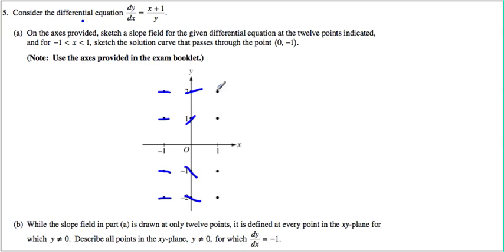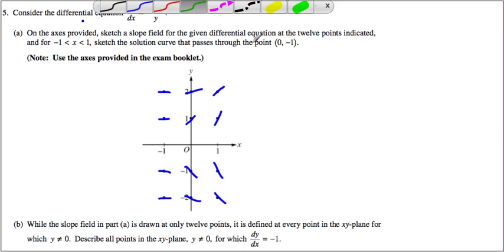And how about (1, 2)? Then slope is equal to 1. (1, 1), slope is equal to 2. And then (1, -1), x equals 1, but y is -1, so we end up getting -2. And then (1, -2) becomes -1. All right, so something like this. Now, on the other hand, we have (0, -1). (0, -1) is the value that we have.